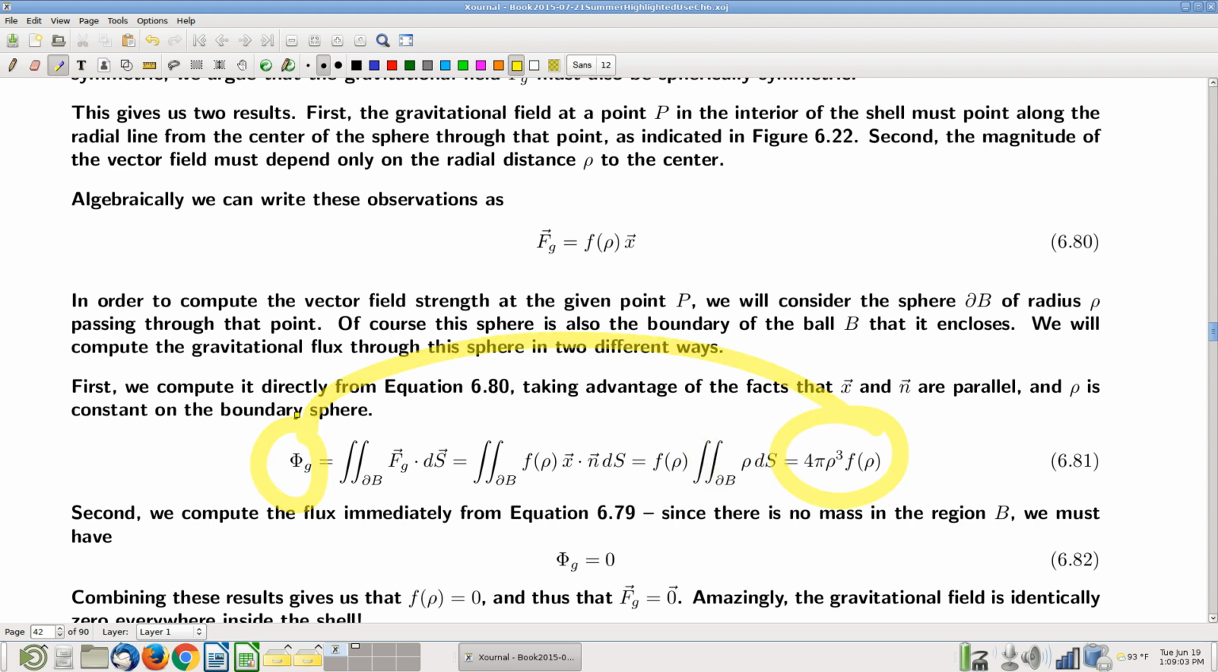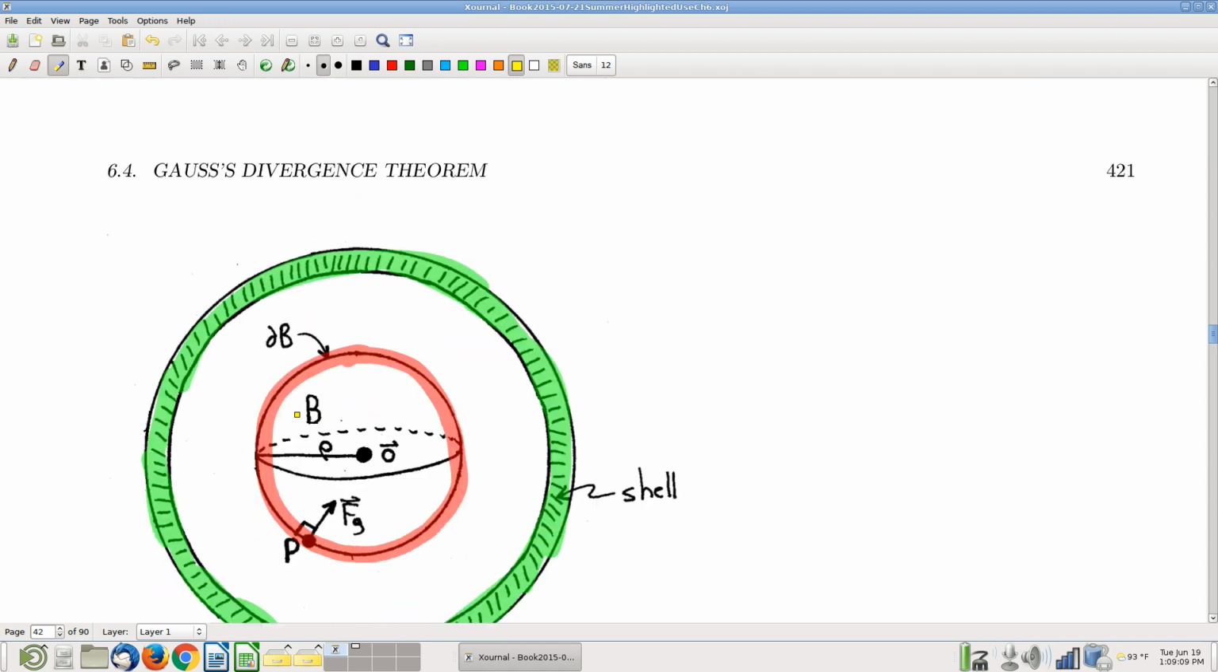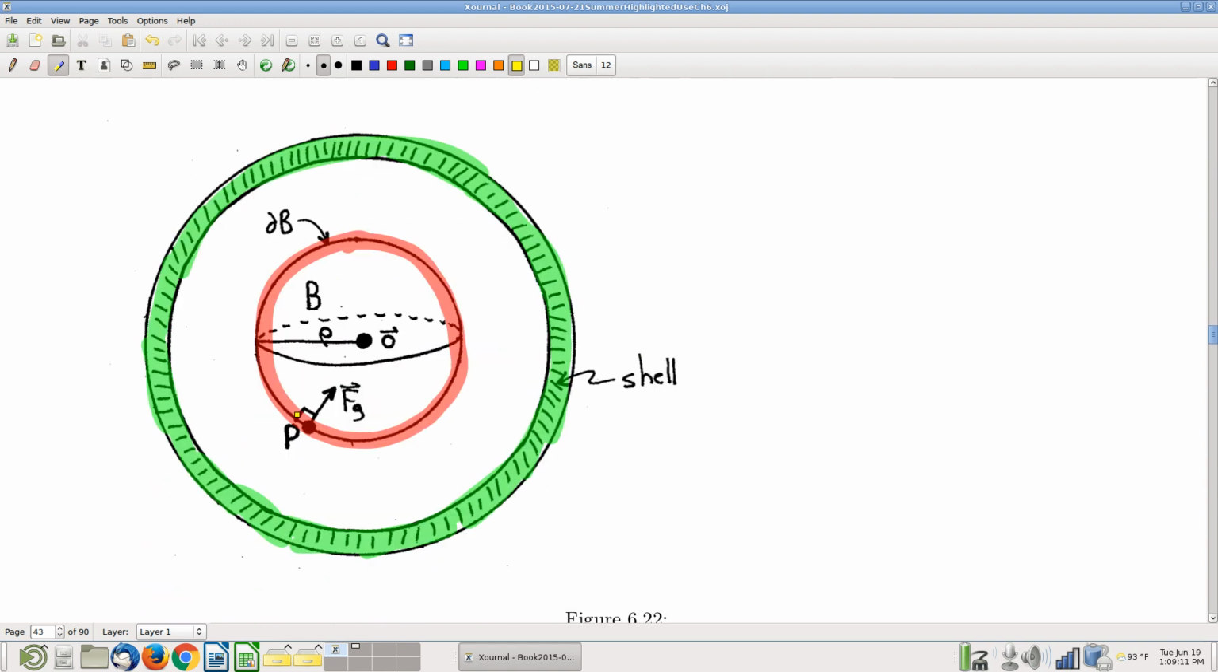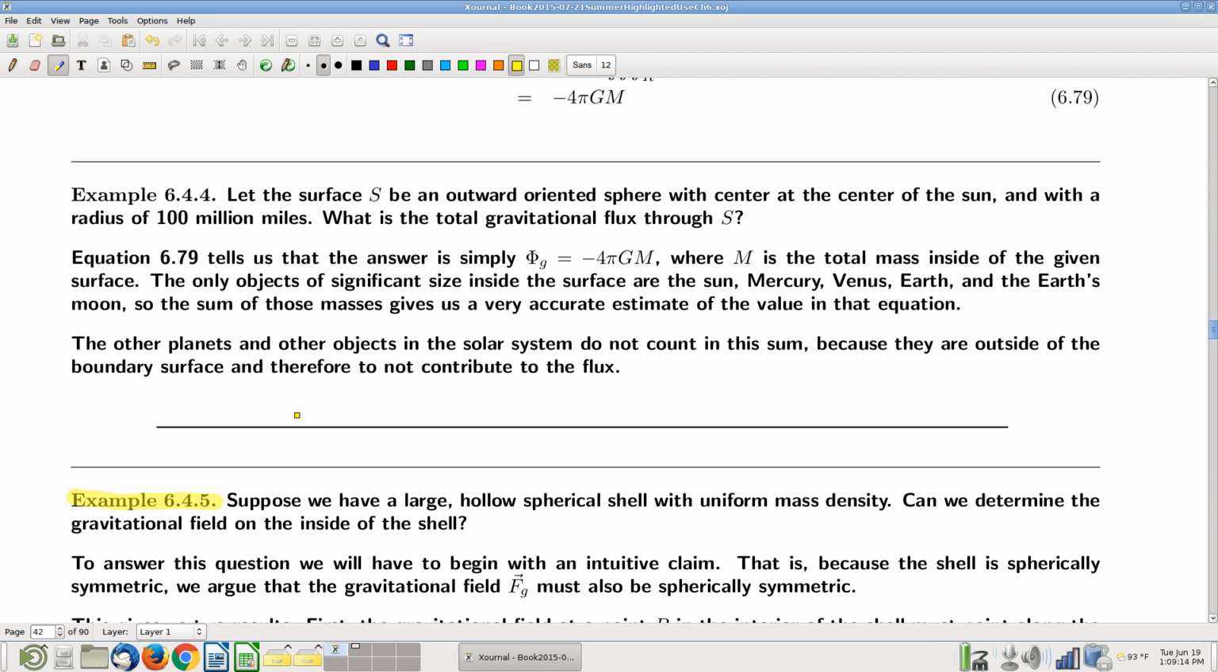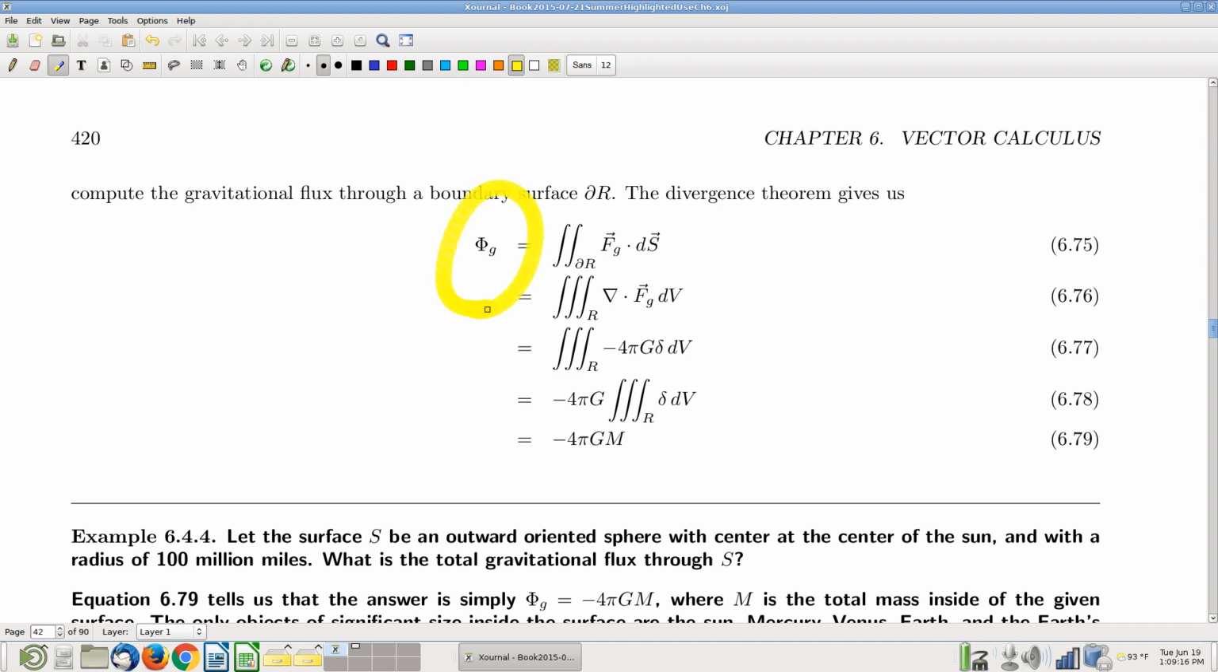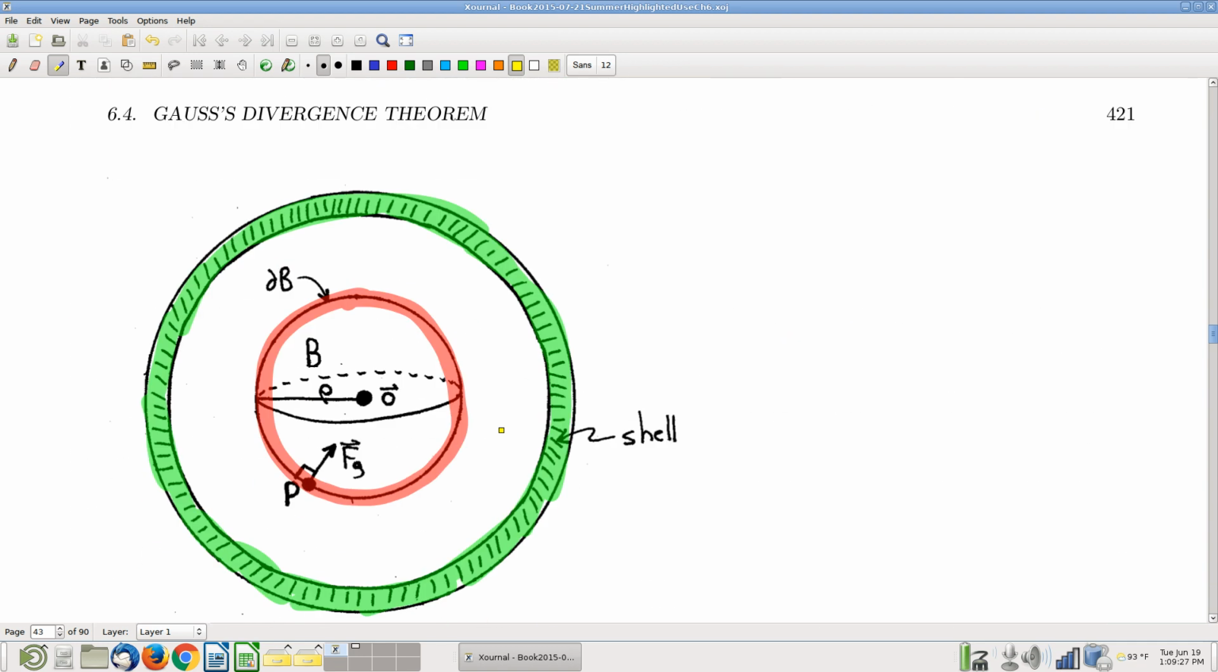Now, wait a second, though. How could this be the formula for the flux? The flux through this sphere, we just got through concluding up here that flux is computed by that formula. Flux is negative 4 pi gm, where m is the amount of mass inside of our surface. Well, how much mass is there inside of this surface? Let me remind you, the mass is all over here.